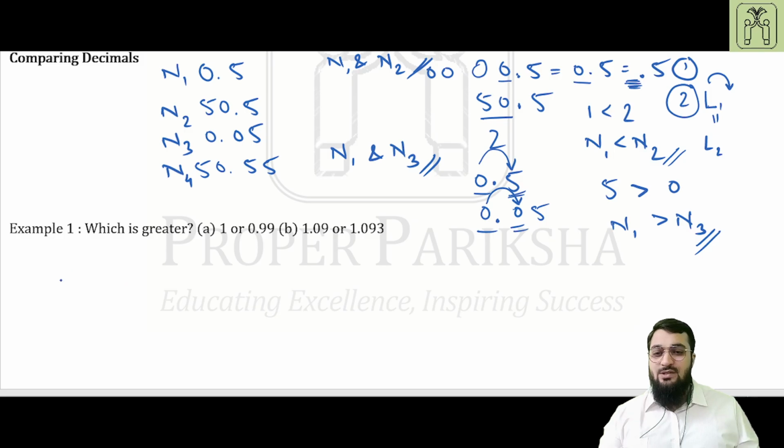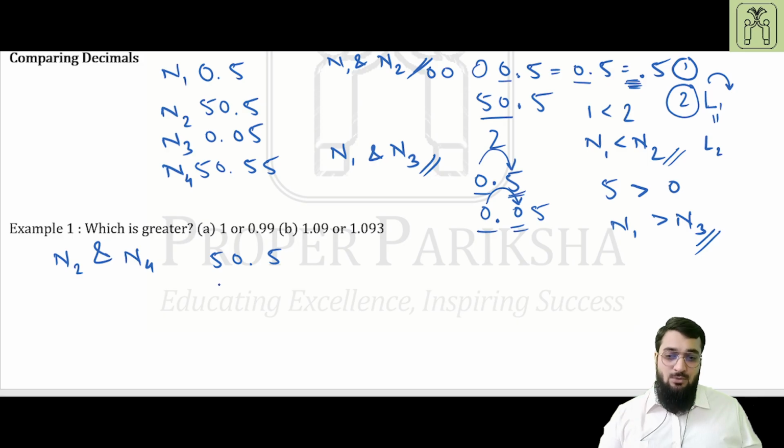Coming to next comparison, that is n2 and n4. So n2 and n4 will create a comparison in this manner. Write both the numbers on top of each other or top and below of each other, making sure that the decimal point is aligned. Now over here you can see that number of digits on the left side of the decimal point are equal to each other. Therefore, step number 1 has been negated, as same as n1 and n3.